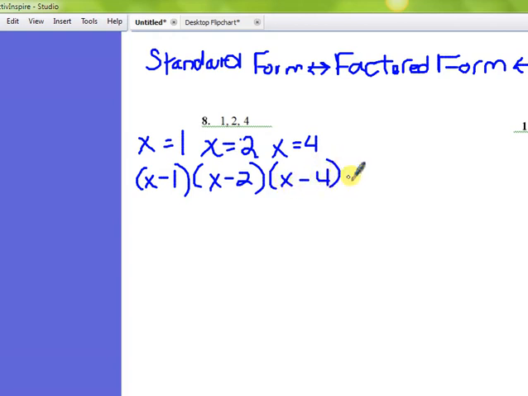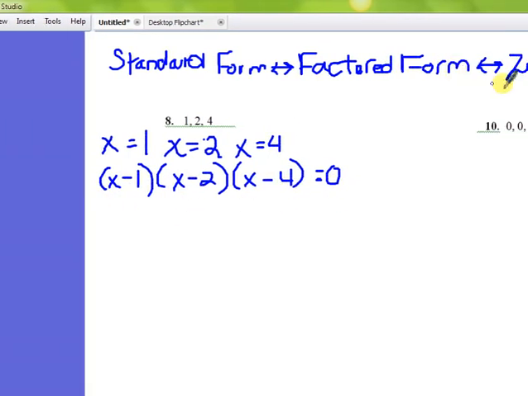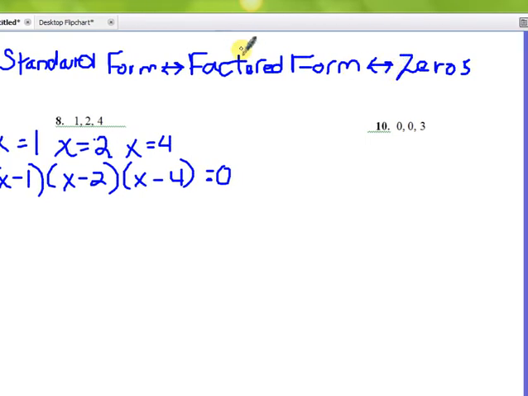And keep in mind, these are the zeros of the function. So I'm going to set those equal to 0. Now let's take a look at this. If you plug in 4, you get 0. If you plug in negative 2, you get 0. If you plug in 1, you get 0. And the zero product property says if you multiply anything by 0, you're going to get 0. So again, we're starting with the zeros. We put it in factored form.